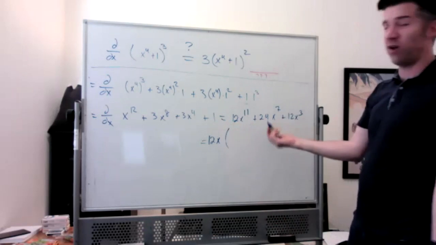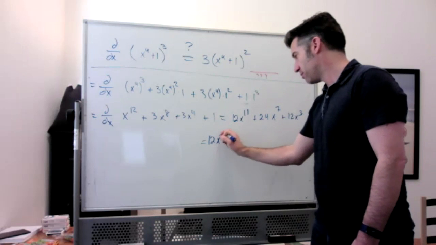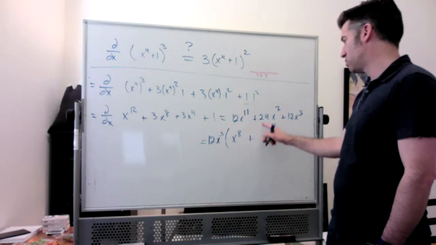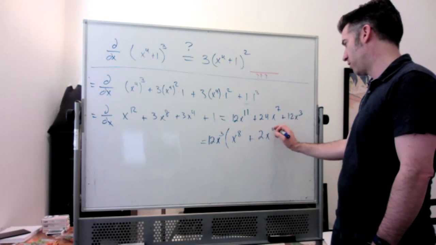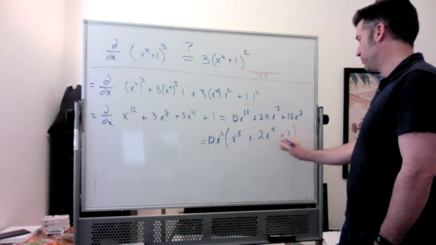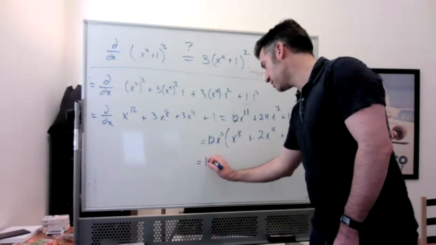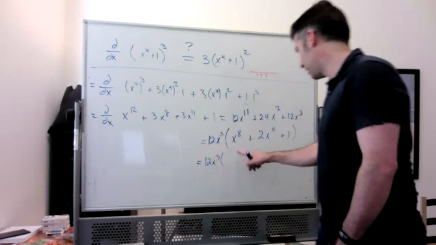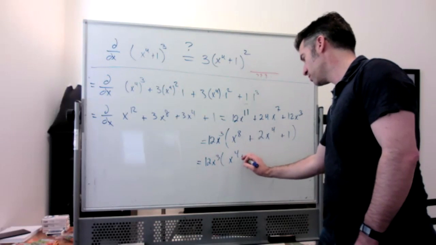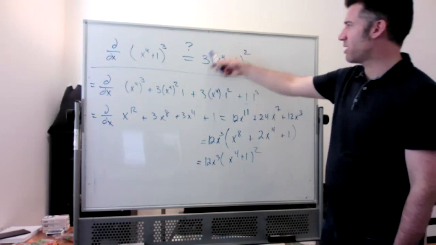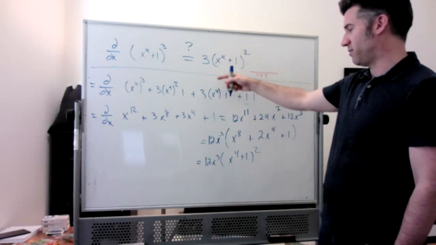So still factoring out 12x cubed though. And now I'm left with x to the 8th plus 2x to the 4th plus 1. And this factors as x to the 4th plus 1 quantity squared. So I've pretty much got that, except I only want a 3 there.